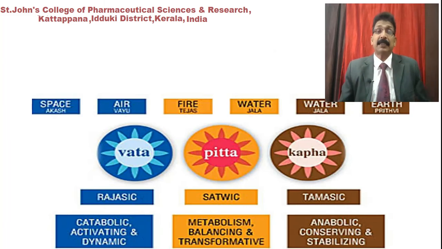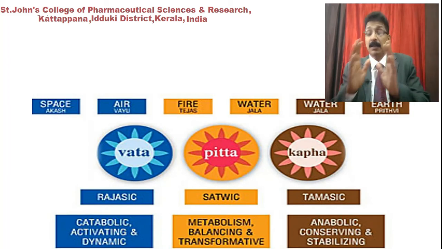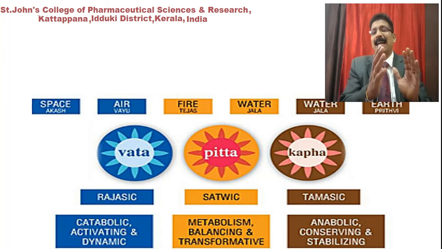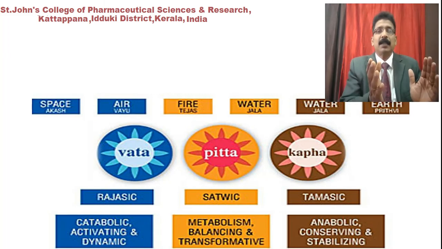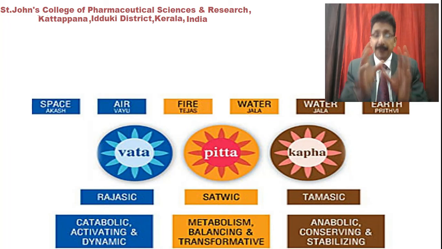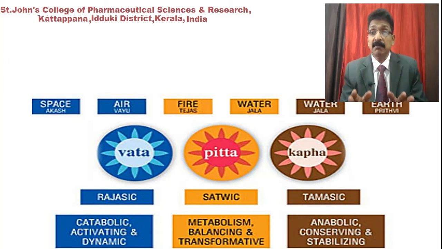That is Vata, Pitta, Kapha, the tridoshas. So space and air is connected with Vata, and rajas, which we can see as catabolic, activating and dynamic. These all are the activity. And fire and water is Pitta, where sattvic, metabolism, balancing and transformative.